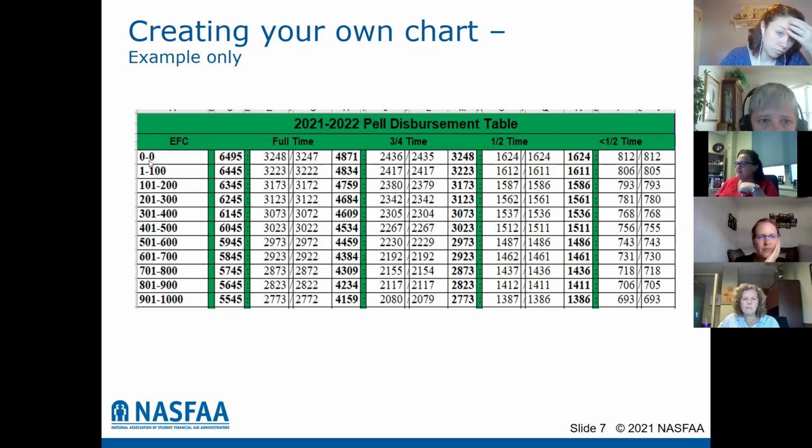So the same thing, if the student has a 0 EFC, we know they're eligible for $64.95, which was on the bottom of that Pell chart. This breaks it up by semester. So we have a fall and spring semester. There's half and half of the $64.95. If you go over 3/4 time, the student would be eligible for $48.71. Same thing, we just break it up: fall semester, spring semester, and we go over half time and less than half time. So if you want to do something like that, you can.